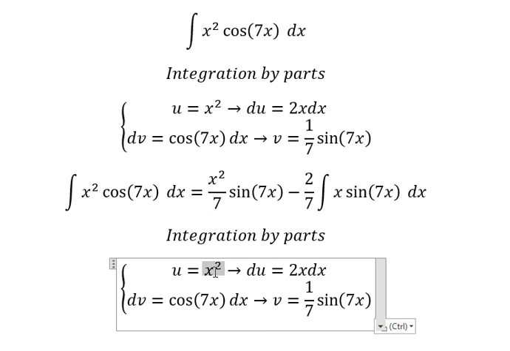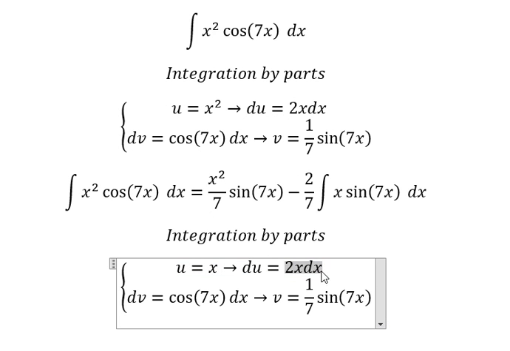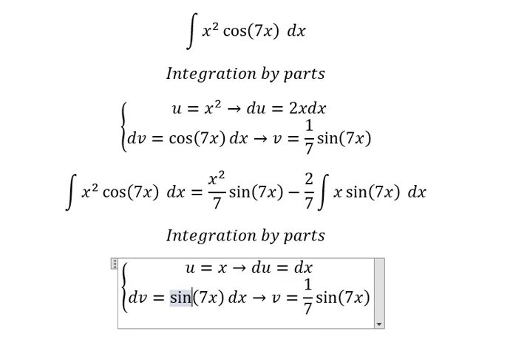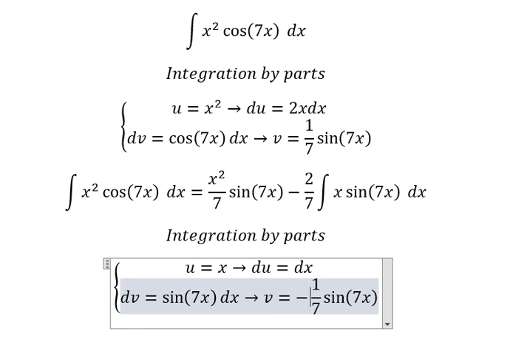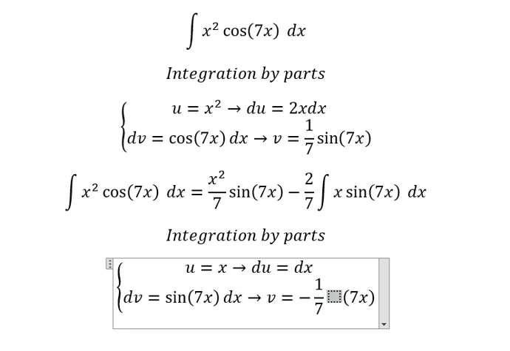Now this one should be u equals s, so you get du equals ds. This one should be dv equals sine 7s. The integration of this one gives v equals negative 1 over 7 cosine 7s.